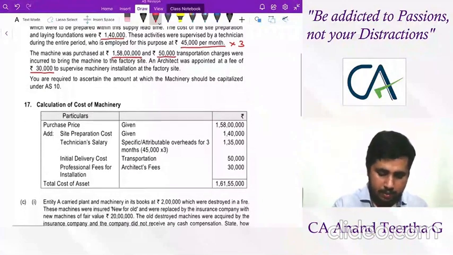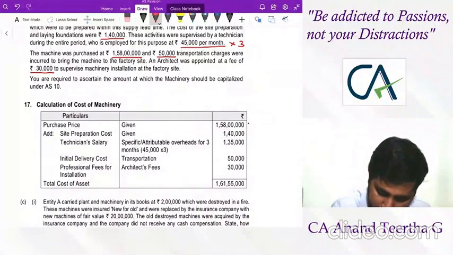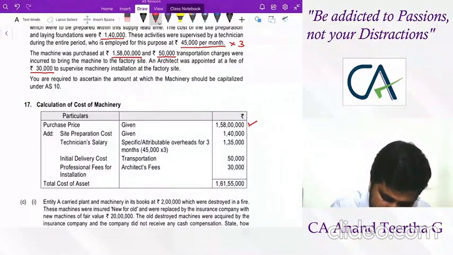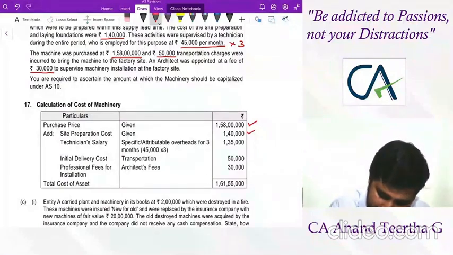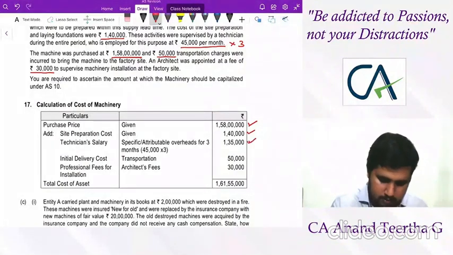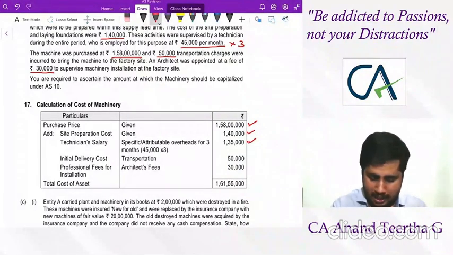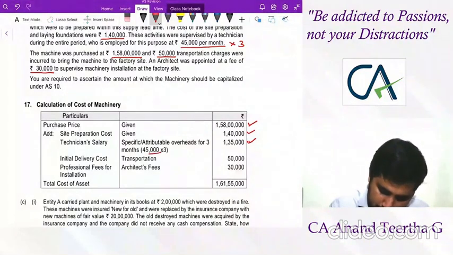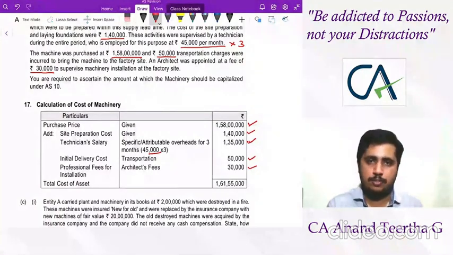So here is the solution for this. See, 1 crore 58 lakh, that is the purchase price. For this, site preparation is a directly attributable cost, 1,40,000. Technician salary is 1,35,000, which is 45,000 into 3. As I have told you, it will be considered accordingly. Then transportation charges is 50,000. Architect fee is 30,000. Take up the total, and that is the total value of the asset.